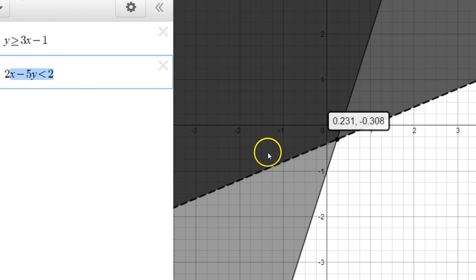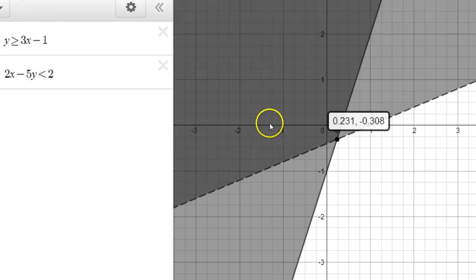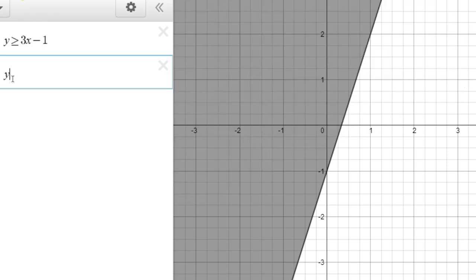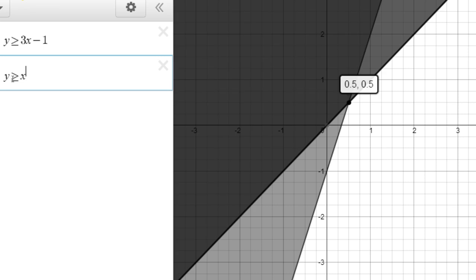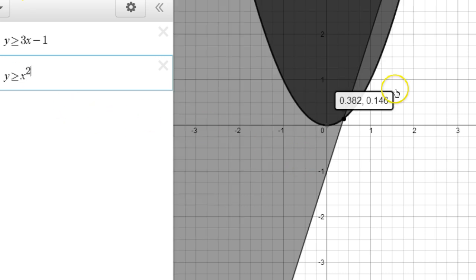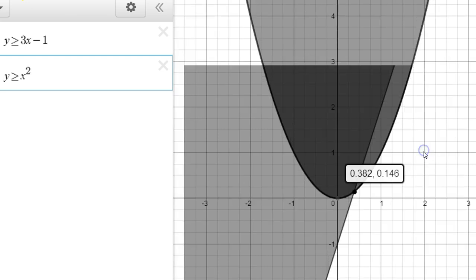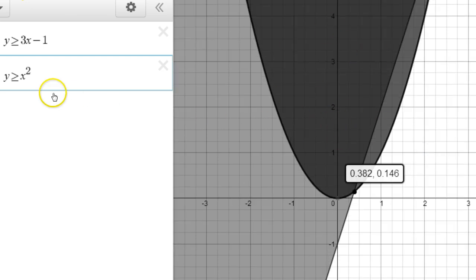Okay? Alright, well guys, that's pretty much it for right now. That is solving a system of linear inequalities. Now if you had to actually mix in some nonlinear inequalities, let's say y is greater than or equal to x squared, something like this, you could actually find it by finding the overlap, which is pretty easy because it's just this part.